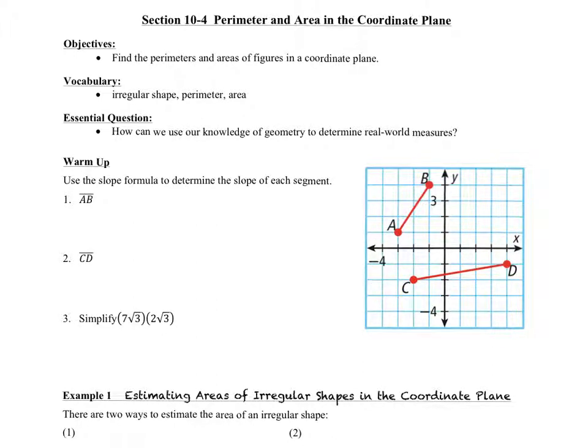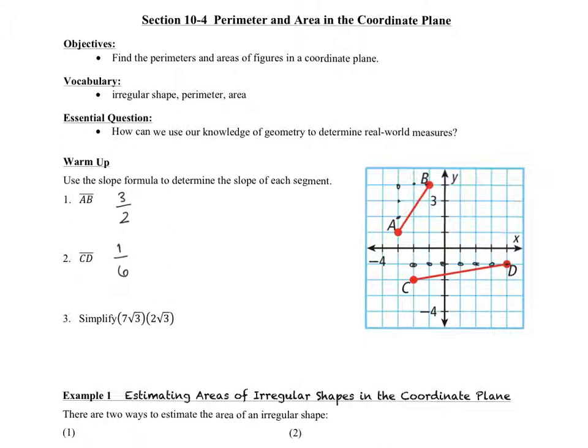This is 10-4, perimeter and area in the coordinate plane. Let's take a look at the warm-up. To find slope, it's going to be rise over run. So for AB, we can count up 1, 2, 3 over 2. And for CD, it would be up 1 and over 1, 2, 3, 4, 5, 6. So it would be 1, 6. And they're both positive, they're both going uphill.